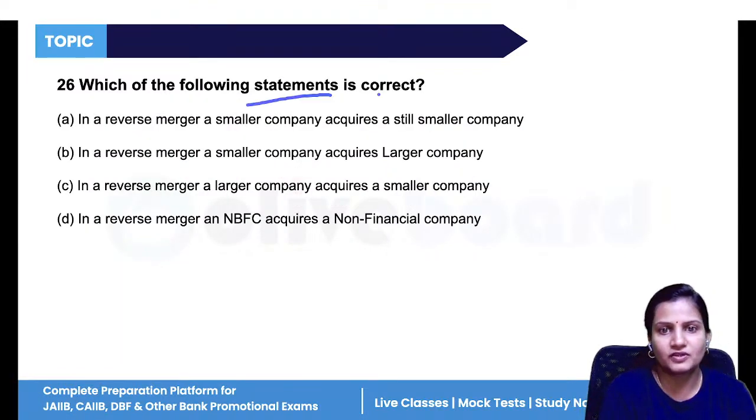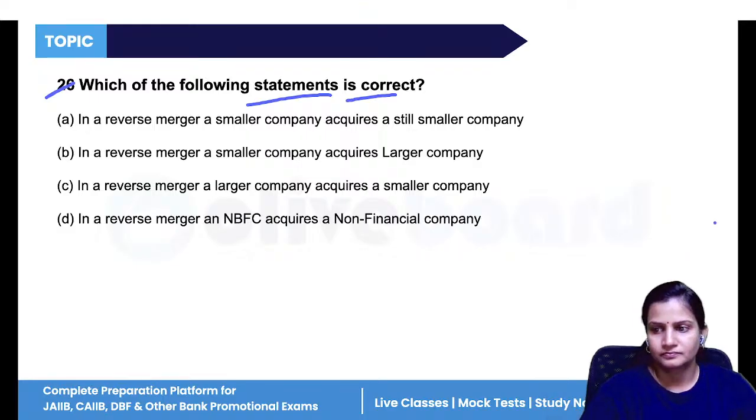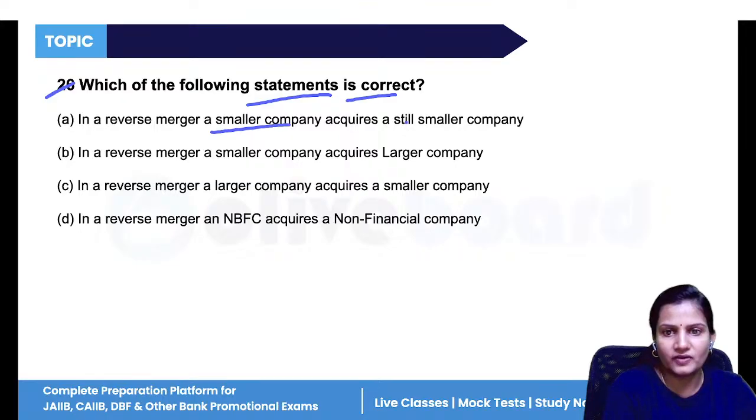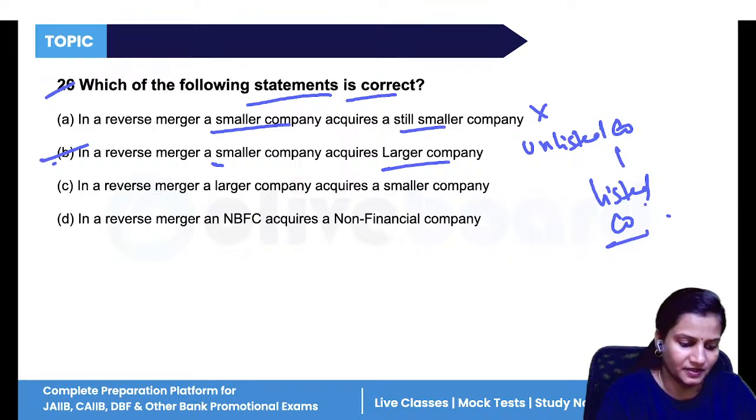Now, which of the following statements is correct? Reverse merger is what? A merger where a smaller company acquires a still smaller company? No. A smaller company acquires a larger company? Yes. Or any unlisted company acquires a listed company.